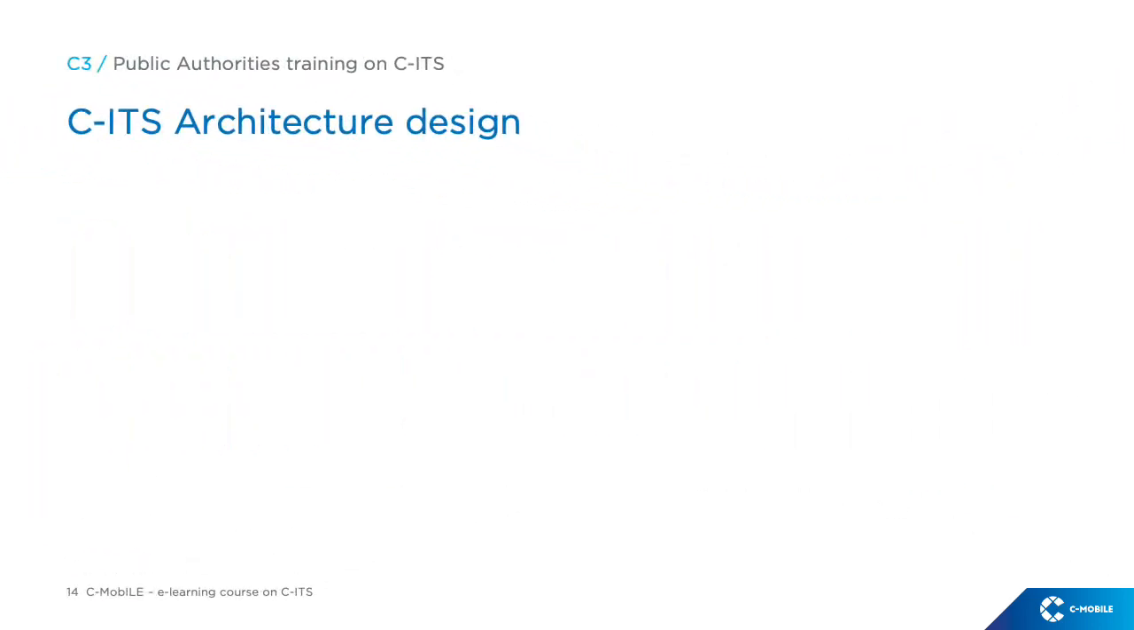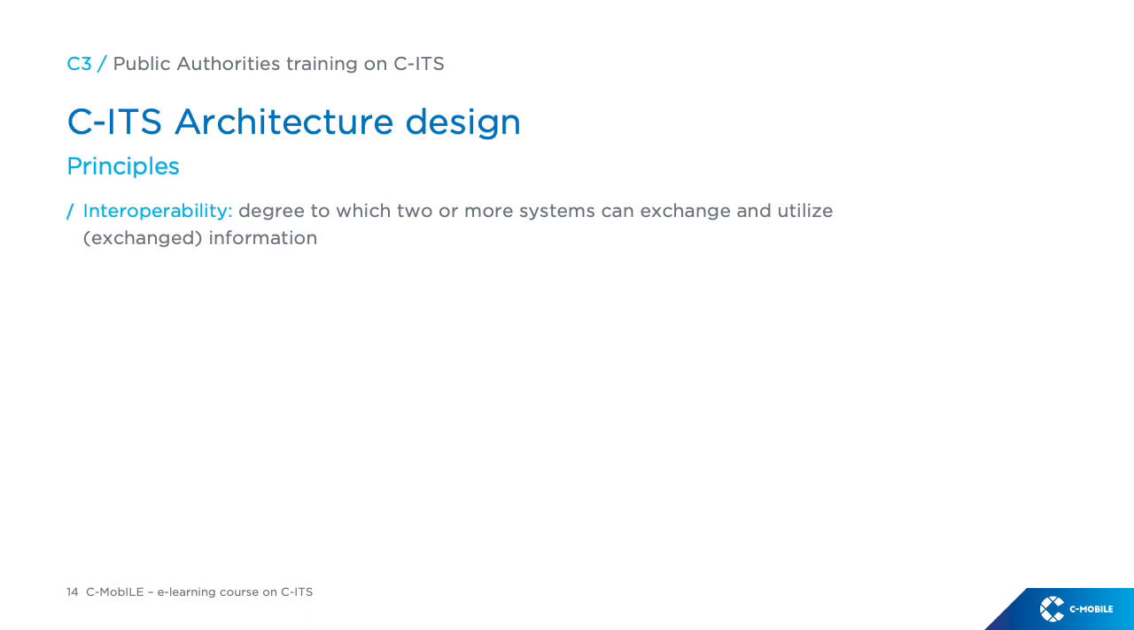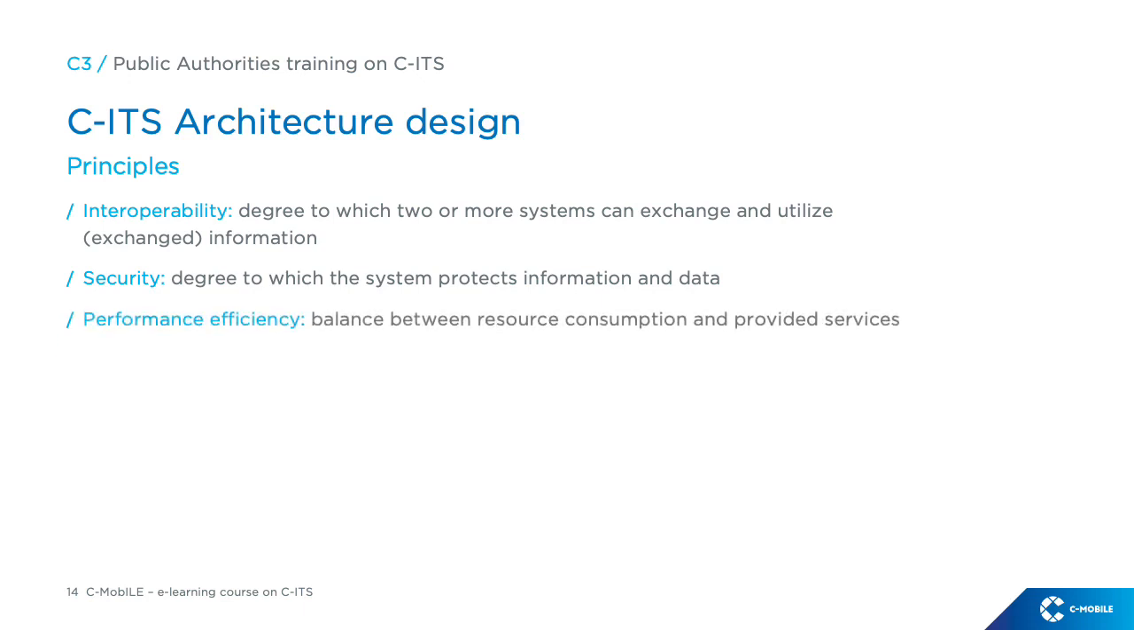The design of a system's architecture shall ensure the following principles. The interoperability, which is the degree to which two or more systems can exchange data and information and use it. The security, which is the degree to which the system protects the data and information exchanged. The performance efficiency, which represents the balance between the resources consumption and the services provided. The usability, which is the degree to which the system can be used to achieve specified goals.